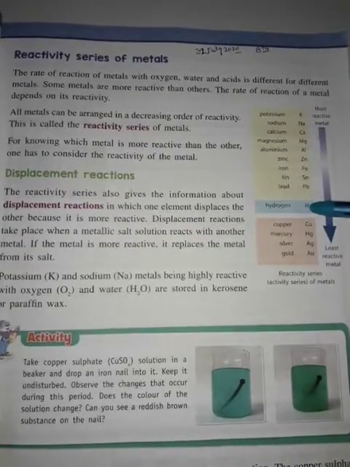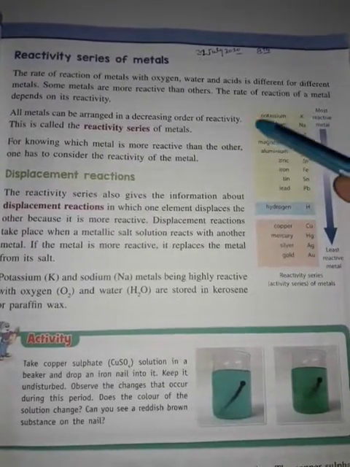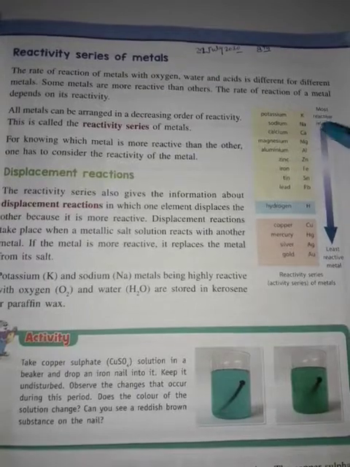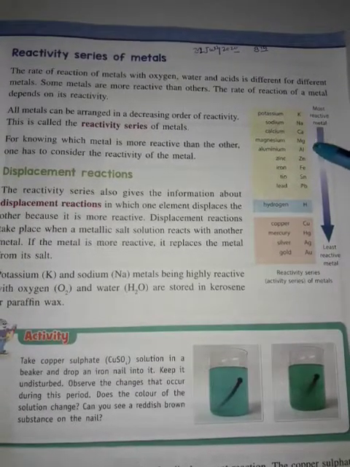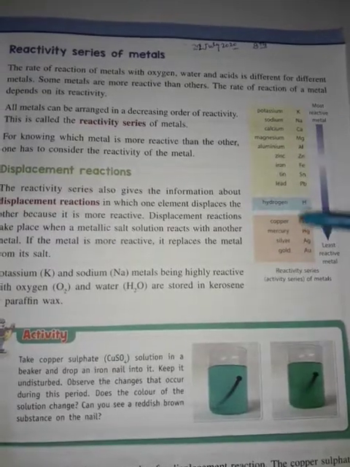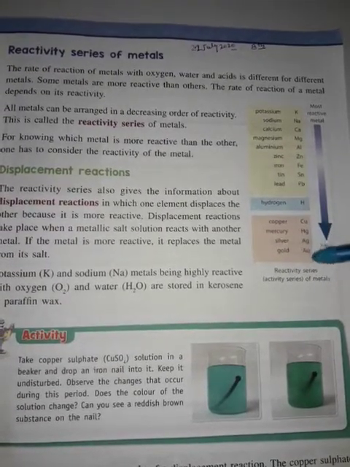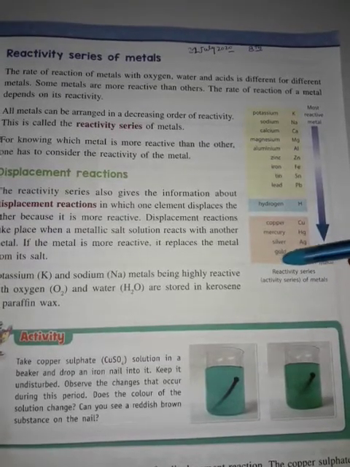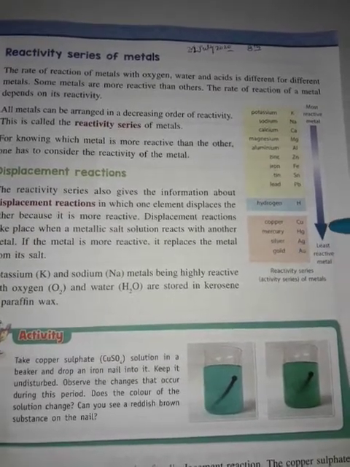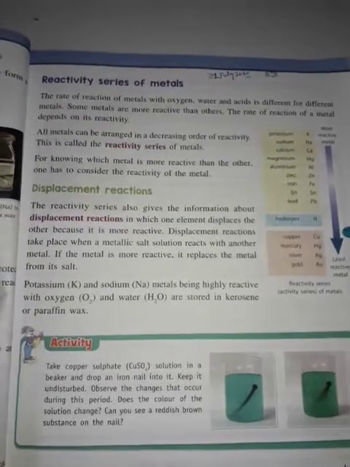Hydrogen is in the mid portion. The most reactive metal is potassium, then sodium, calcium, magnesium, and so on, and the least reactive is gold, because it is found free in nature.